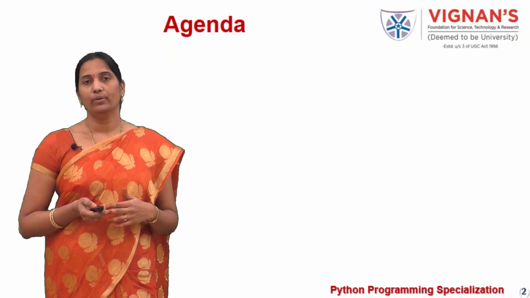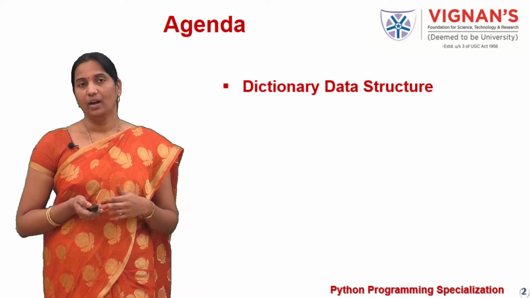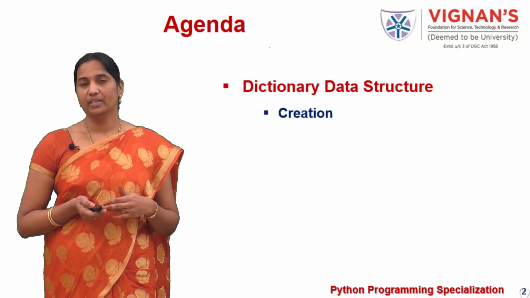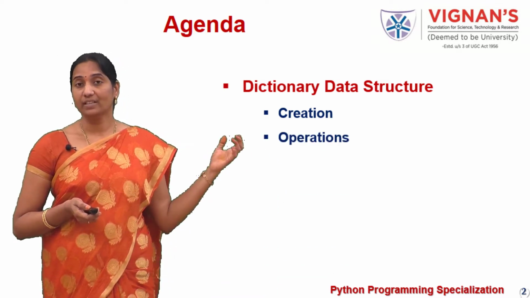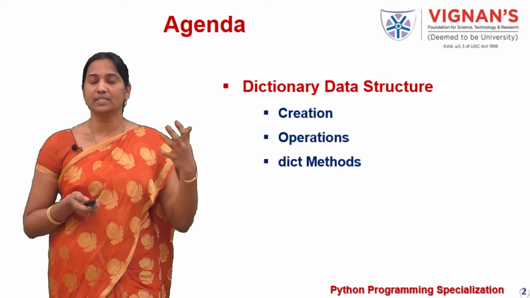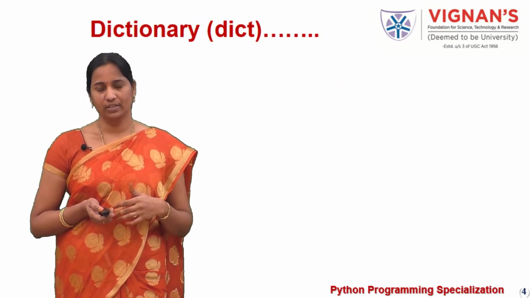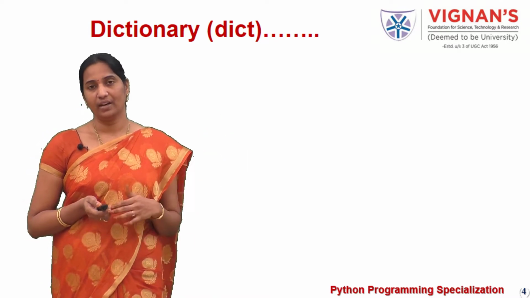In this lecture, we will be discussing what the dictionary data structures are, how we create them, and different examples of dictionaries. Then how we access elements from the dictionary, in addition to what are the various operations that can be performed on dictionaries. Let's start our discussion with an understanding of what dictionaries are.